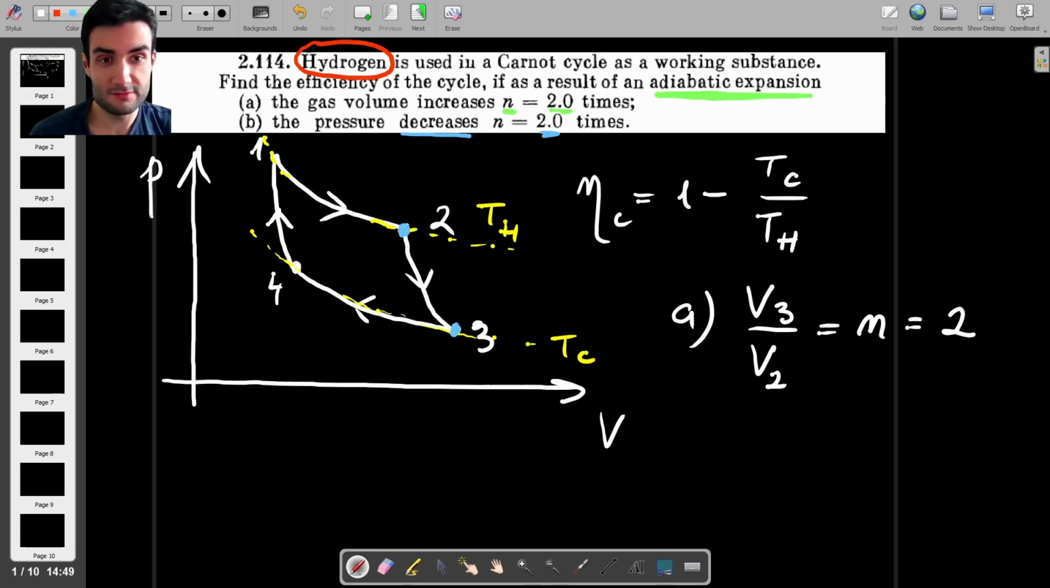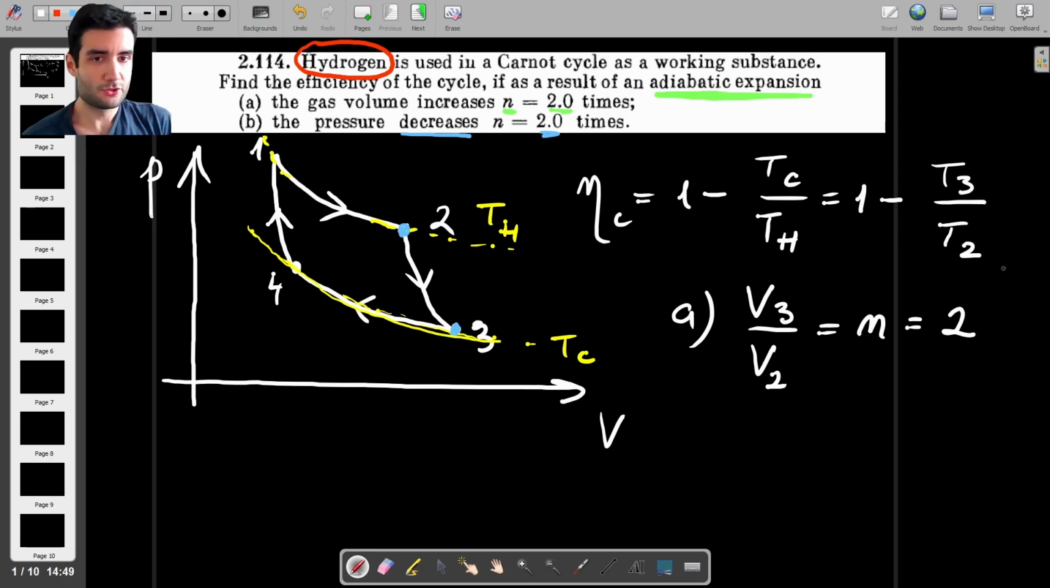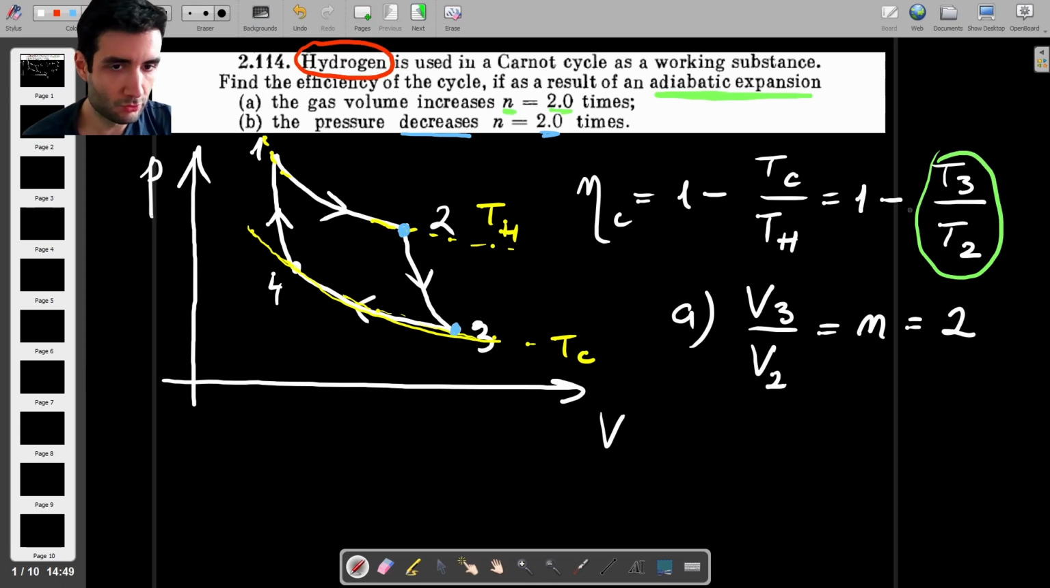Now, the efficiency of a Carnot cycle is not given to us in terms of volume, it's given to us in terms of temperatures. So let's actually rewrite this as 1 minus. So T cold would be this temperature here, which is the temperature at 3 and the temperature at 4, because they're equal to each other. So instead of Tc, I'm going to write T3. And instead of Th, I'm going to write T2. So the only thing left to do now is to express this T3 over T2 in terms of this volume ratio V3 over V2. And we can actually do that using the isentropic relationship between temperature and volume.